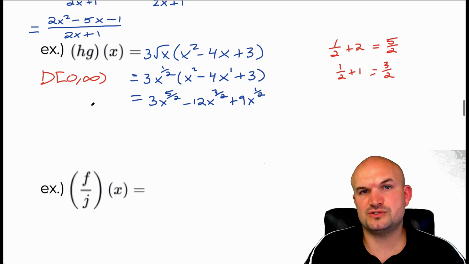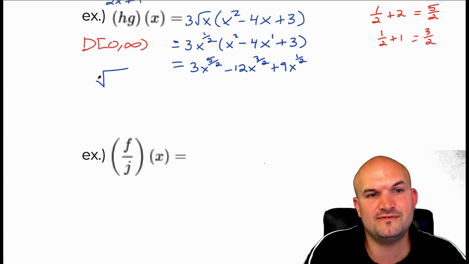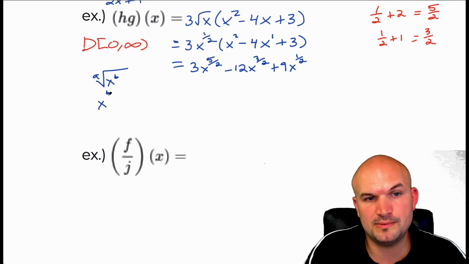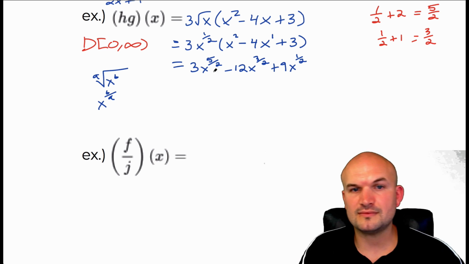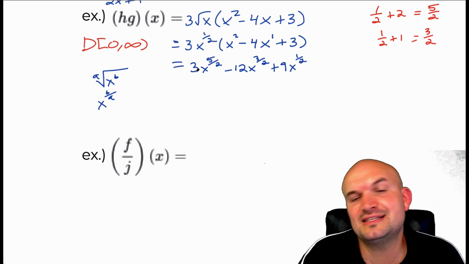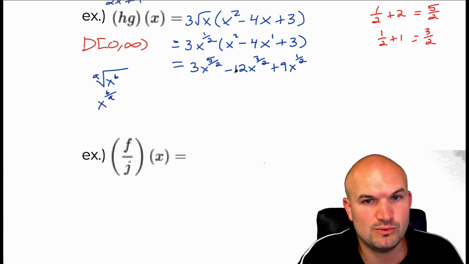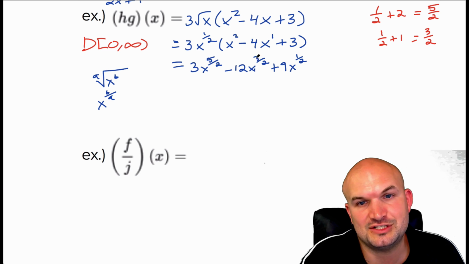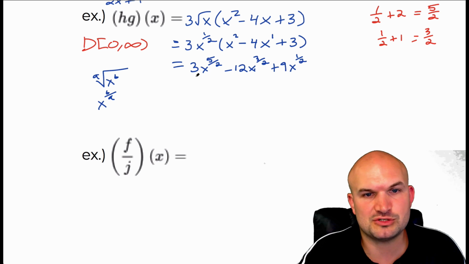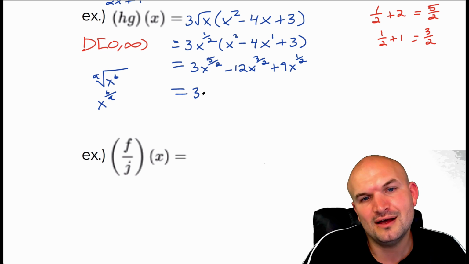And then also just remember the way that I did that: if you have x to the b over a, then you can rewrite that as the a-th root of x to the b. So now if I want to rewrite this as radicals, just to have a little fun, you can see that this is going to be 3 times the square root of x to the 5th minus 12 times the square root of x to the 3rd plus 9 times the square root of x. So just a little extra for you.